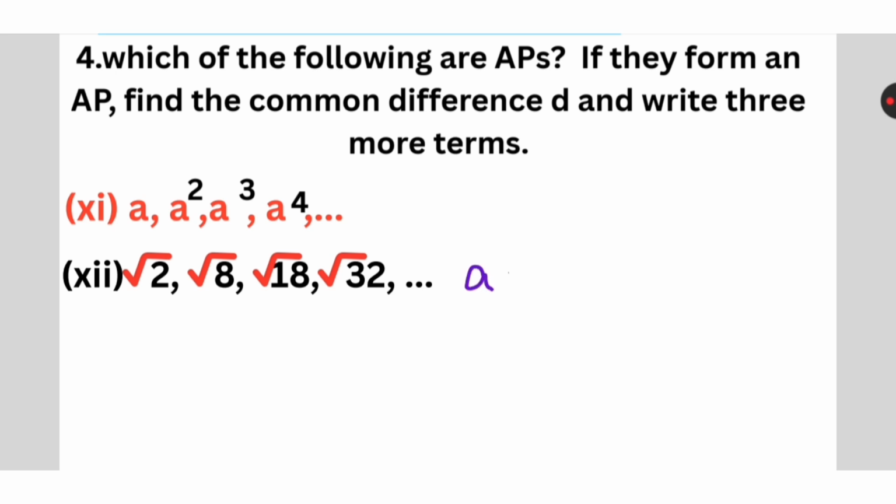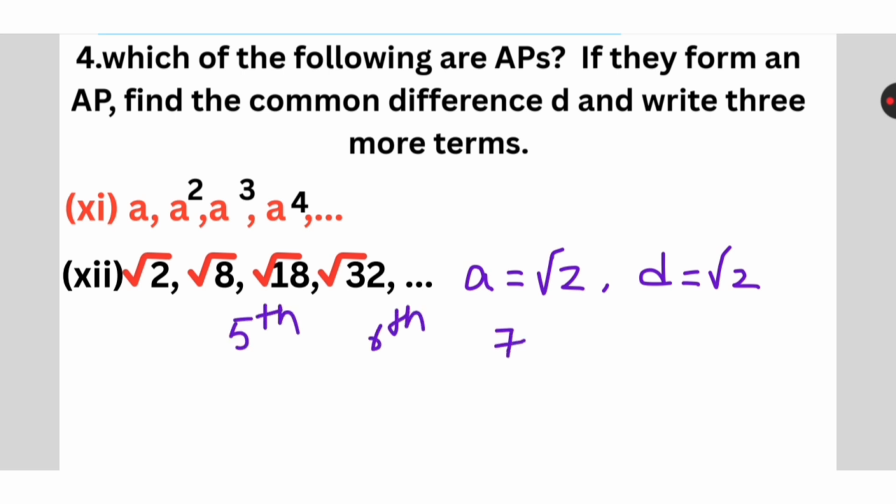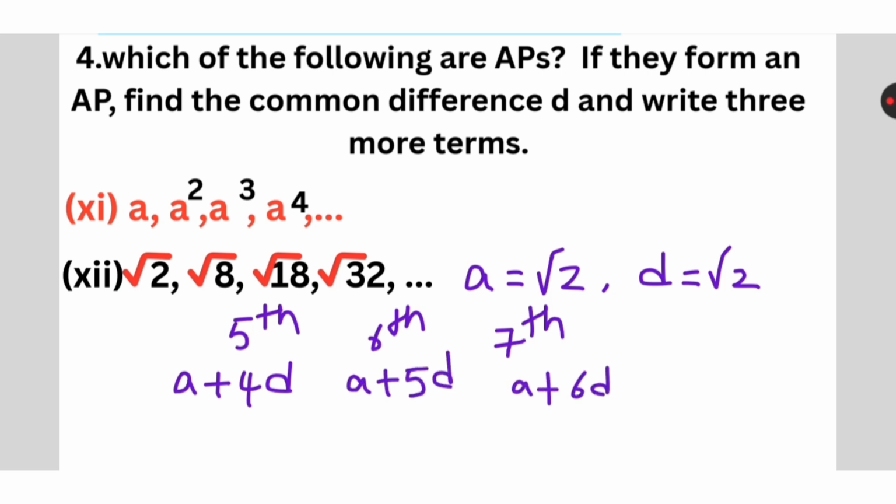So the first term is root 2. The common difference is also root 2. So we need to write 3 more terms: the fifth term, sixth term, seventh term. This is a plus 4d, a plus 5d, a plus 6d. So a is root 2 plus 4 times d, which is root 2. If we take root 2 as common, then we are going to be left with 1 plus 4, which is 5 root 2.